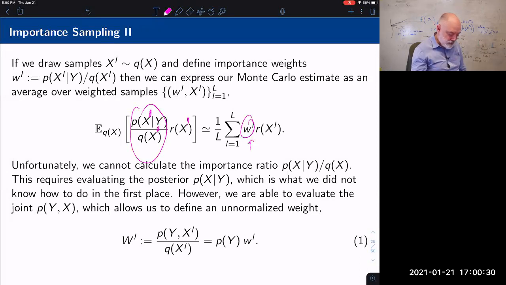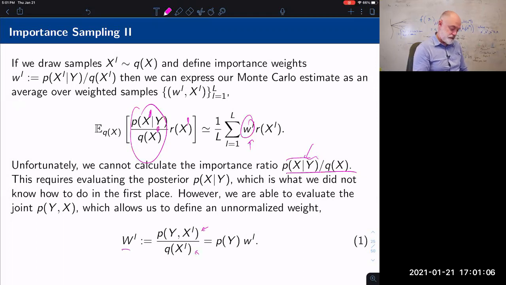Unfortunately, we can't compute this because in the Bayesian inference setting, the posterior distribution is not something we have access to. Certainly not something that we can score, unless we're in one of the analytically marginalizable models that we talked about before, like Dirichlet-discrete. However, we can evaluate the joint, which allows us to define an unnormalized weight. So now this unnormalized weight is the joint over the proposal.